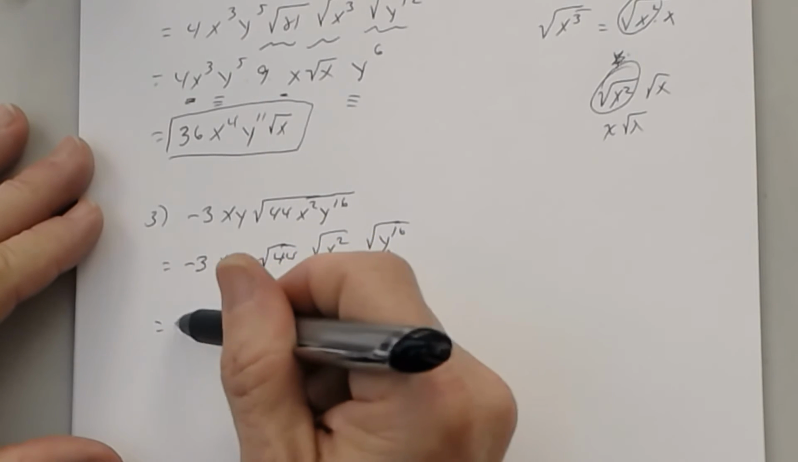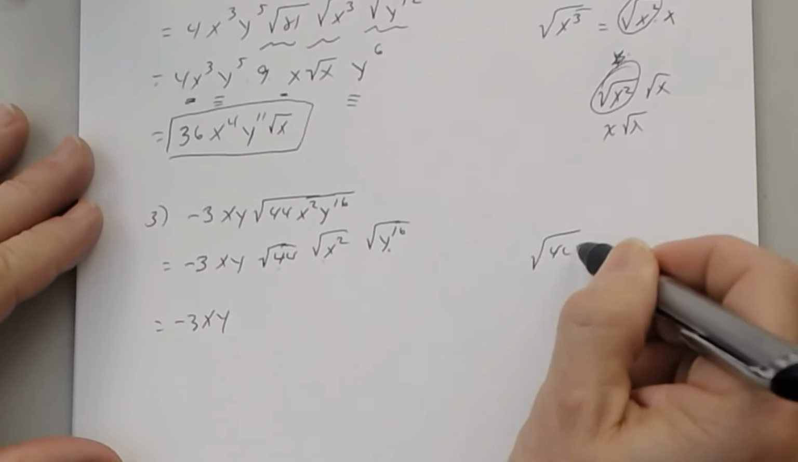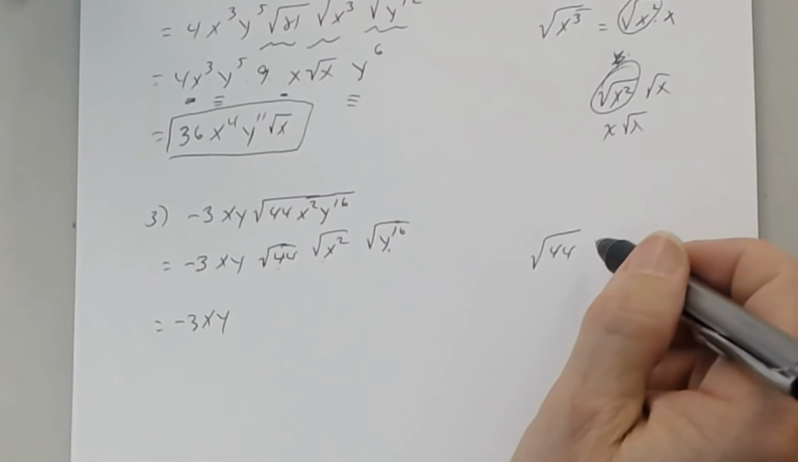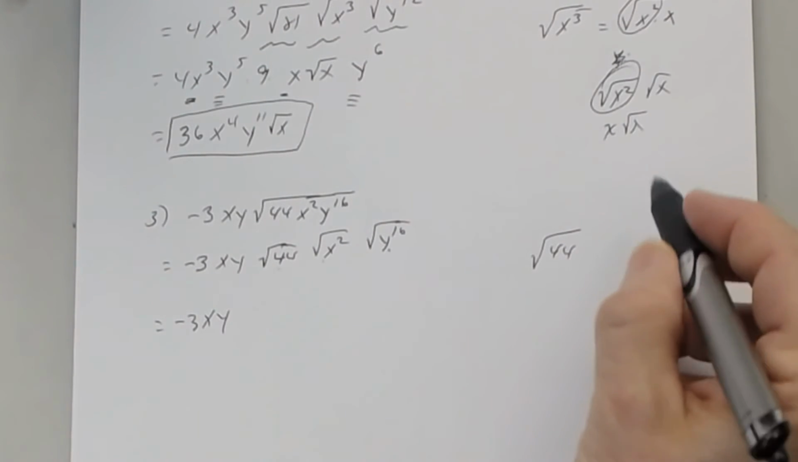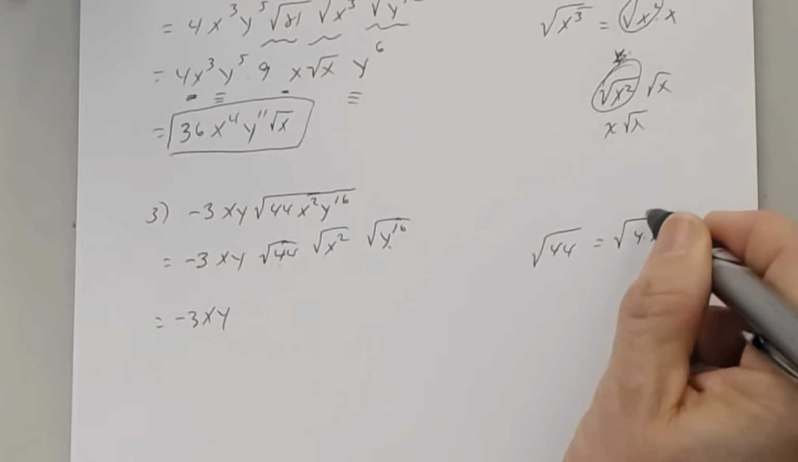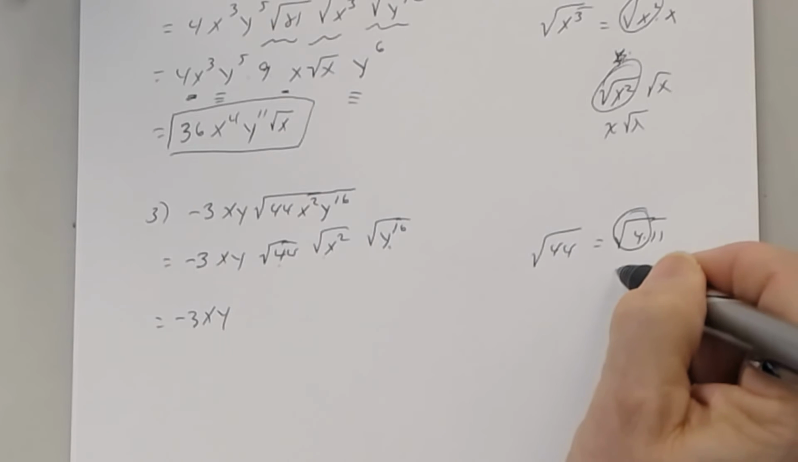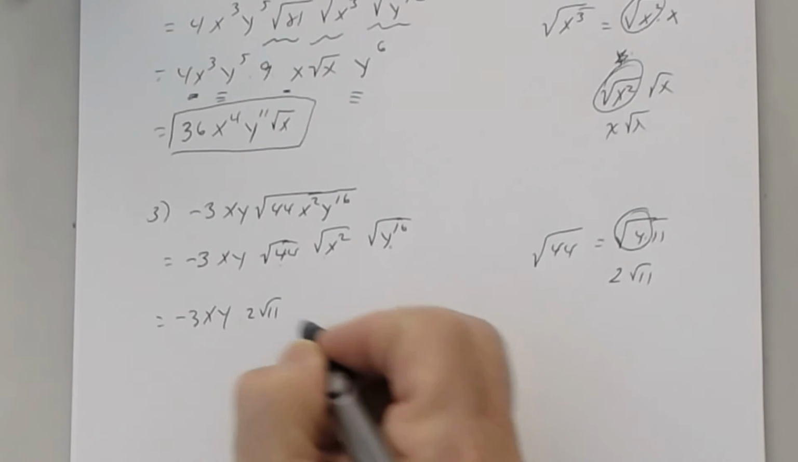So I get negative 3xy. Now let's talk about the square root of 44. 44 is not a perfect square like the others were, but I can simplify the square root of 44, because what perfect square goes into 44? 4. So that's 4 times 11. And what's the square root of 4? So that's 2 square root of 11. So that's what this is. I'm going to put 2 square root of 11 right here.